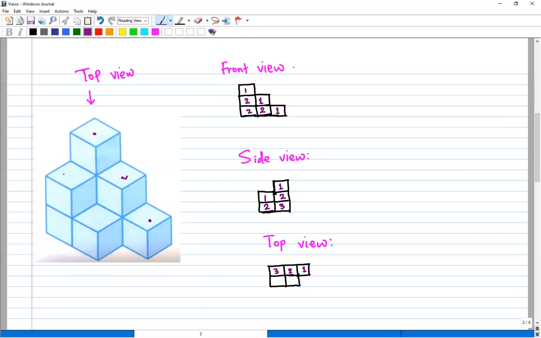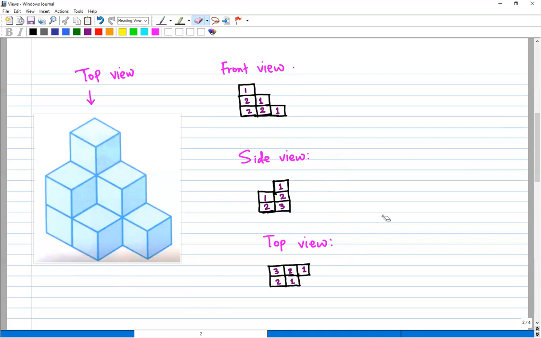Then we go to this column. You will see that here we have got 2 cubes, this one and another one down. And then here we only have 1 cube. So we write here 1. You see that? So this is how we can present the final images showing the two-dimensional images as viewed from the front, side, and top. Okay? So I hope you have really understood this one.